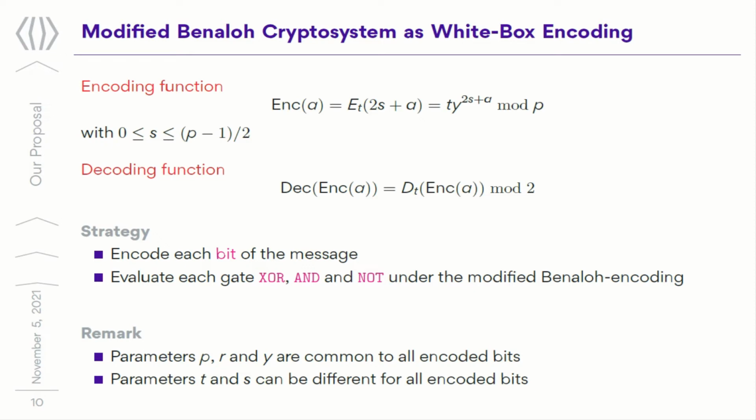We will evaluate each gate, XOR and NOT, under the modified Benaloh encoding thanks to the addition property. We can remark that in this proposal, the parameters P, R, and Y are common to all encoded bits. Only parameters T and S can be different for all encoded bits. Now, we have to evaluate the XOR and NOT gates, and we will see how.